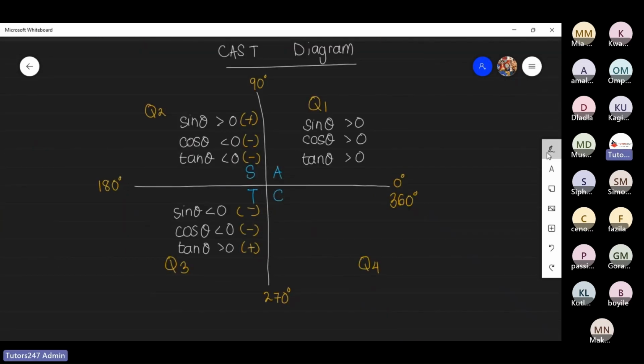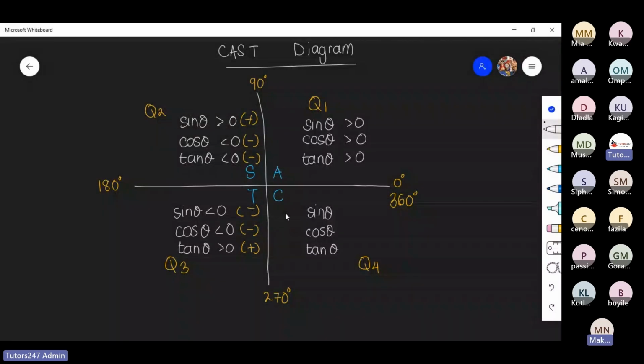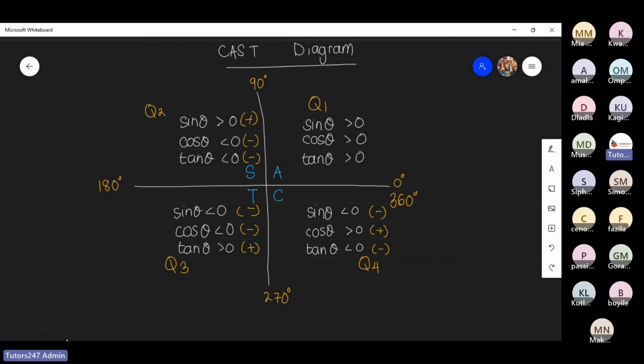Now, lastly, we have quadrant 4 that is from 270 degrees until 360 degrees. Now, within quadrant 4, you can see that we've got the letter C. That letter C represents cos positive. So only cos is positive within quadrant 4. So keep that in mind. Okay, so that is our CAST diagram.